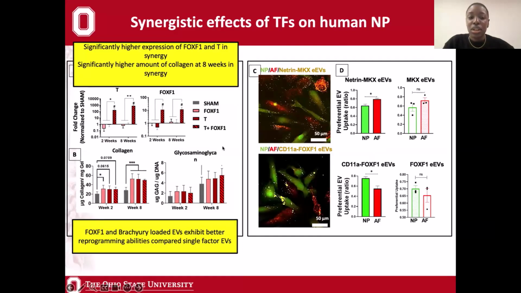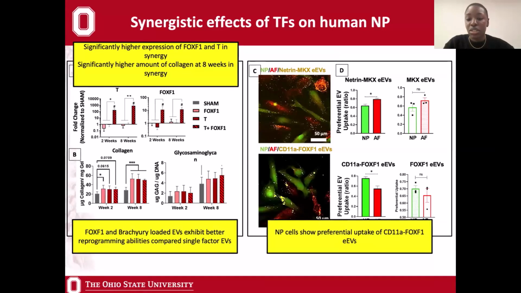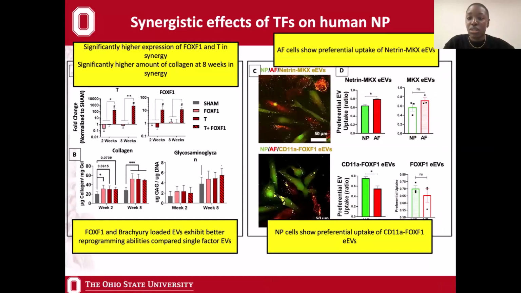In addition to looking at the synergistic effects of FOXF1 and brachyury, we're also interested in increasing the efficiency of EV uptake. So in this case, we're trying to determine if attaching a ligand to the outside of the EVs will allow for preferential uptake of EVs to allow for cells tissue specificity. We've been able to show that NP cells show preferential uptake of CD11A functionalized EVs compared to the non-functionalized group, and that AF cells show preferential uptake of netrin functionalized EVs compared to their non-functionalized counterparts.